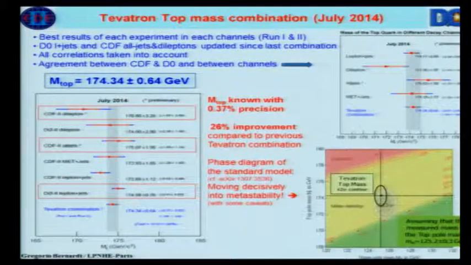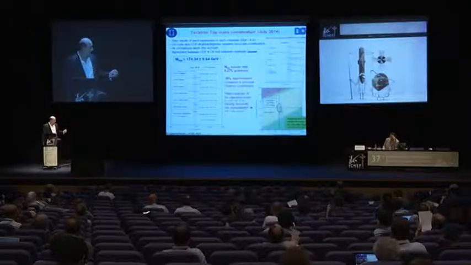Note, since we were talking about this phase diagram of the standard model this morning, that we are moving decisively into metastability. We are going from here to here. And although we are not sure we are talking about the top pole mass here, the uncertainty is still at the level of about 1 GeV between top pole mass and Monte Carlo mass, so it is still really difficult to get out of this region.